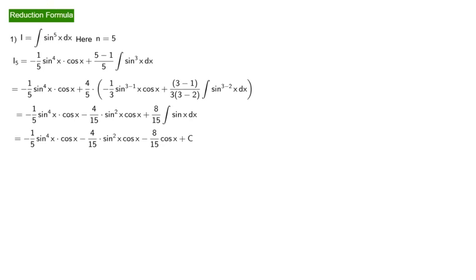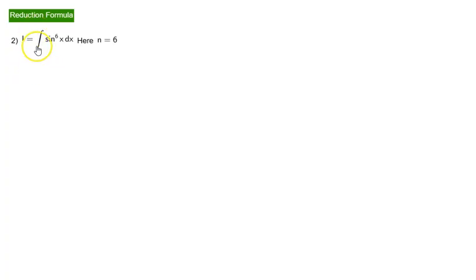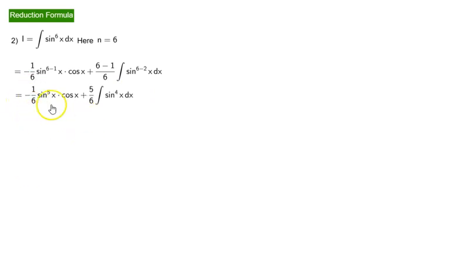Now let's look at the second problem. So we have I equal to the integral of sine to the power of 6 x dx, and here n is equal to 6. So applying the formula, minus 1 by n sine to the power of n minus 1 x cos x, plus (n minus 1) by n times the integral of sine to the power of n minus 2 x dx. So simplifying, we get minus 1 by 6 sine to the power of 5 x times cos x, plus 5 by 6 integral of sine 4 x dx.